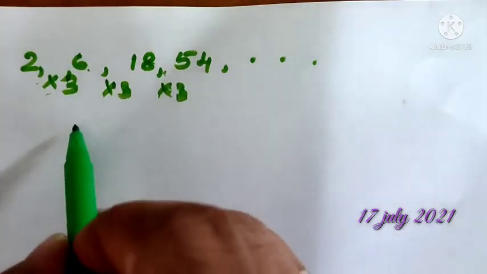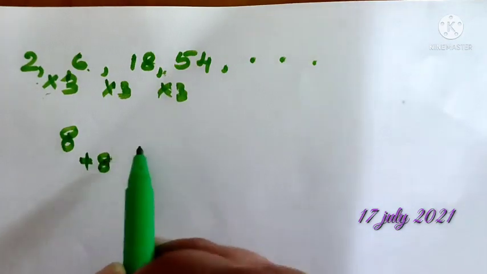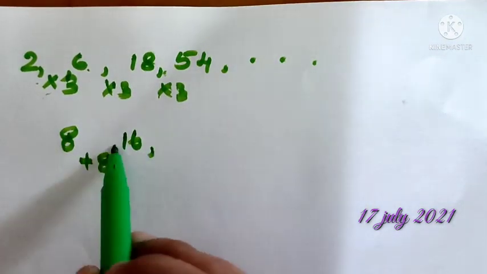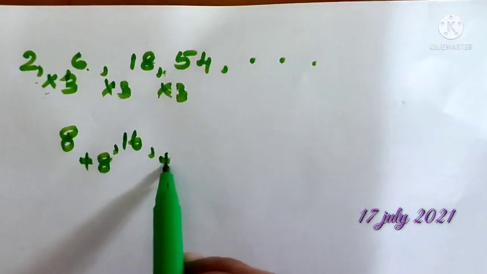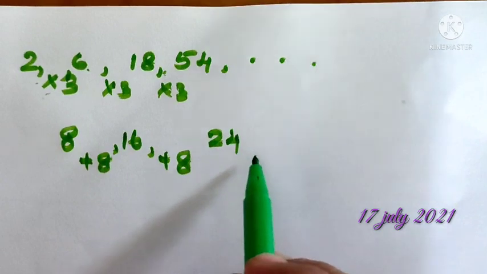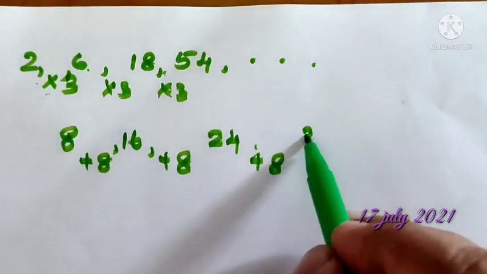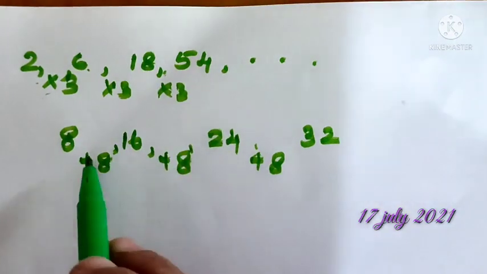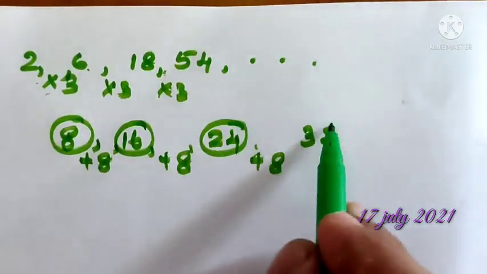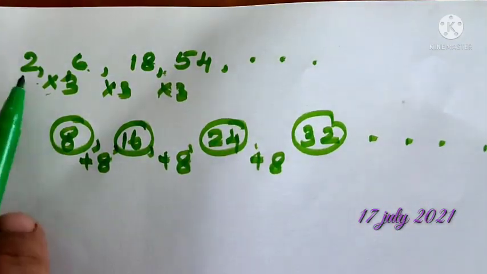Here we have learned that for getting the second term we should add some fixed number. So 8 plus 8 is 16, that is the second term. Now for getting the third term I should add 8 only. 16 plus 8 is 24, that is the third term. Again plus 8, that means 32. So 8, 16, 24, 32 is an example for arithmetic progression.